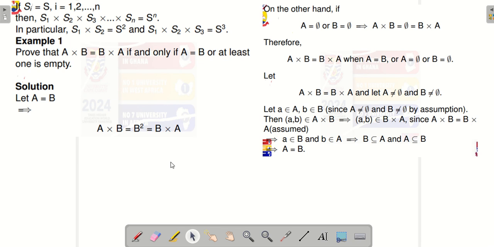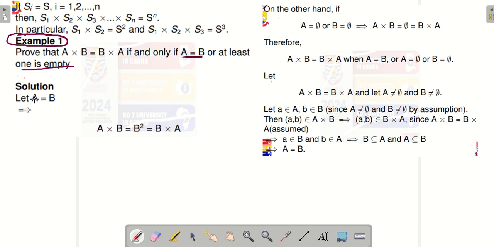Now let's look at this example. Example 1. We are to prove that A cross B is equal to B cross A if and only if A is equal to B, or at least 1 is an empty set. So we are proving 2 things here. Let's focus on the empty set.